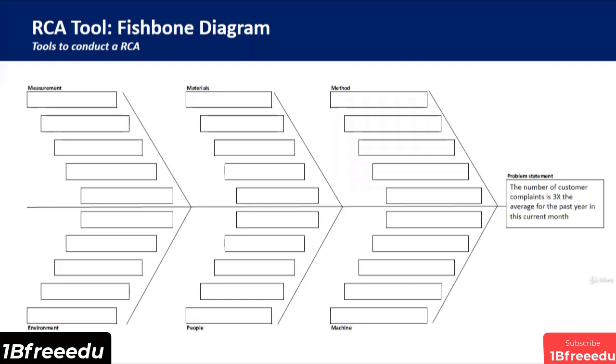So the first thing you need to do is add in your problem statement. So the number of customer complaints is 3 times the average for the past year in this current month. So we can see clearly at the start, this is the problem we are looking to root cause, right? It keeps people's minds focused on this is the issue.